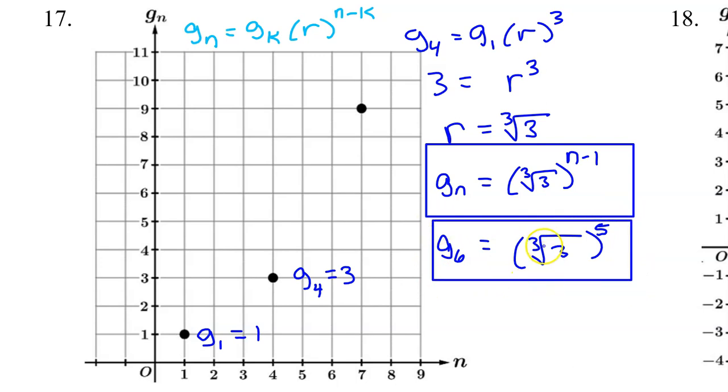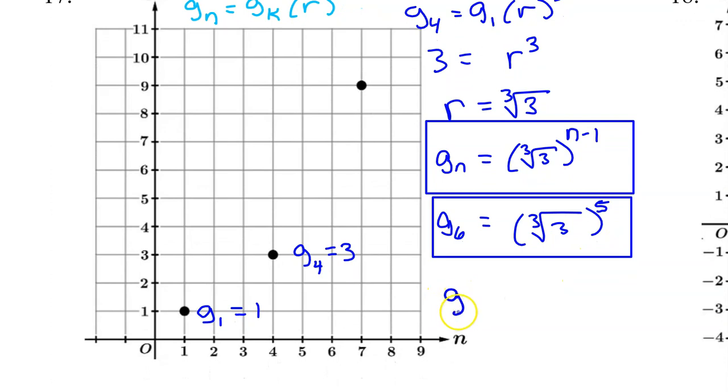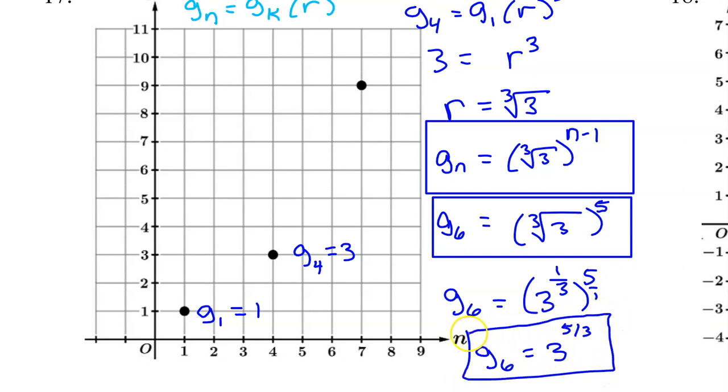For what it's worth, the cube root of a number is the same thing as raising that number to the 1/3 power. So the cube root of 3 is the same thing as 3 to the 1/3 power. So G6 equals 3 to the 1/3 power to the 5th power. So I can write another form for G6, because when you raise a power to a power, you multiply. And 1/3 times 5 over 1 is 5/3. So this is 3 to the 5/3 power. So this is another way of writing G6.